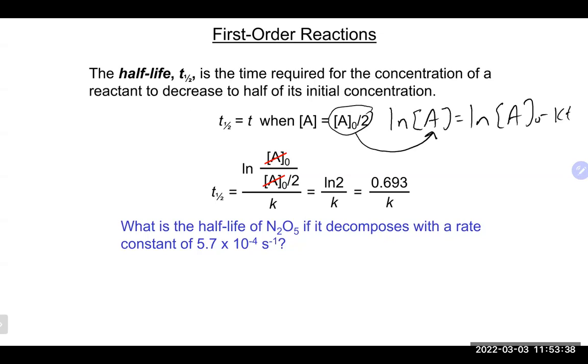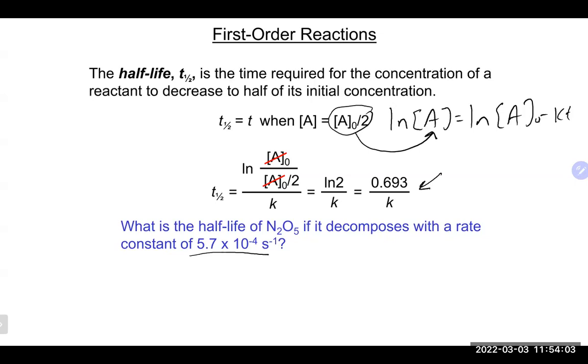My guess, if you can remember that big equation, you probably can remember the small equation there. All right, so we want to know what is the half-life here of N2O5 if it decomposes at a rate constant of 5.7 times 10 to the minus 4. So again, in this particular case, since they were nice enough to give us the rate constant, we pretty much could go right into our half-life equation.